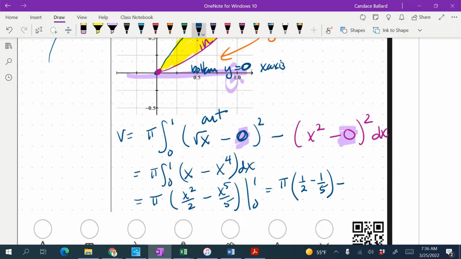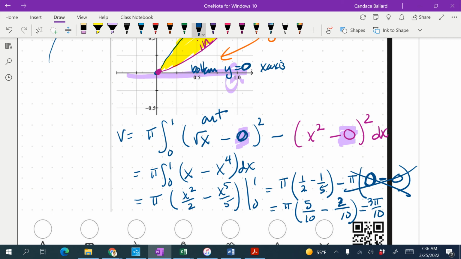And then minus, we would have pi. Plug in the 0. 0 squared is 0, which is going to make the whole thing 0. 0 to the 5th is 0, which is going to make the whole thing 0. So this back piece is just going to be 0. Technically, I could leave it like that. I could also make a common denominator. My common denominator would be 10. I would have to multiply the 2 by 5, so this would be 5 tenths. I would have to multiply the 5 by 2, so this would be 2 tenths. So I would have 3 pi over 10 as my final answer.